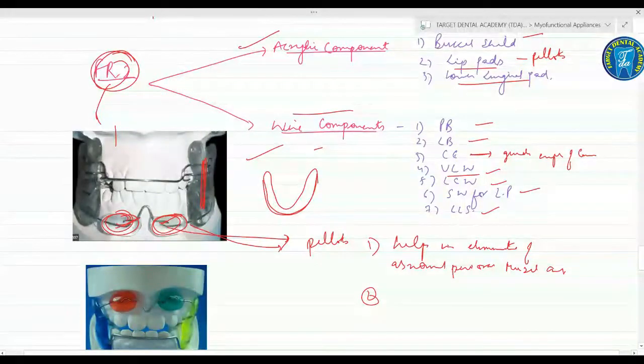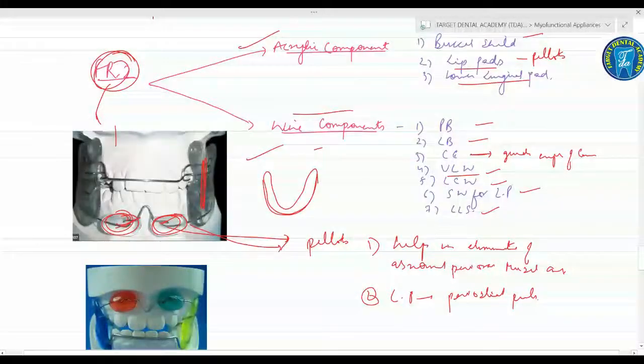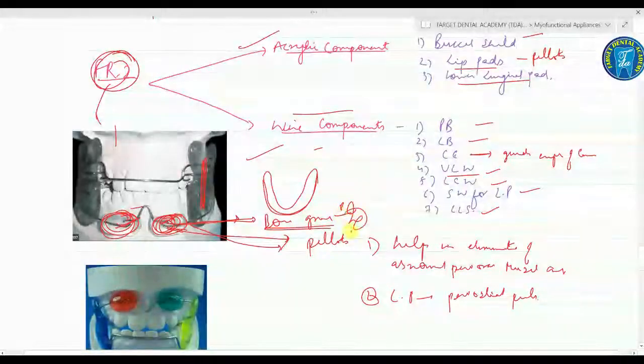And the second very important point is that the lip pads cause the periosteal pull. Right? They cause the periosteal pull, which leads to bone growth. So due to your retrognathic mandible, you have to place the lip pads in the mandibular arch. So the lip pads cause the periosteal pull, which helps in the bone growth. Important point, commonly asked MCQ. Fine.